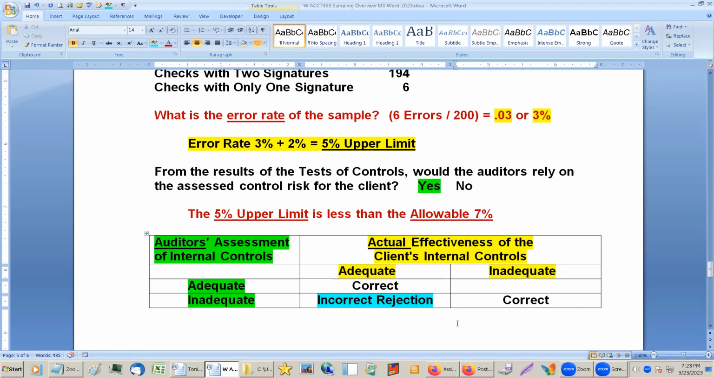And inadequate, so we think they're adequate. We think we did our testing, we came up, okay, this is fine, but in real life, they are inadequate. This will be incorrect acceptance.